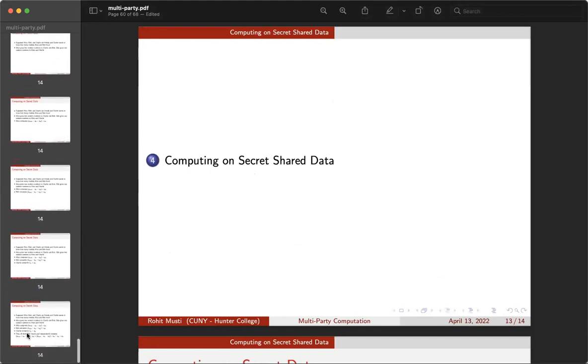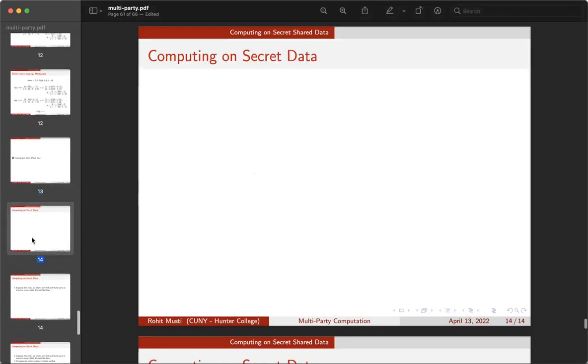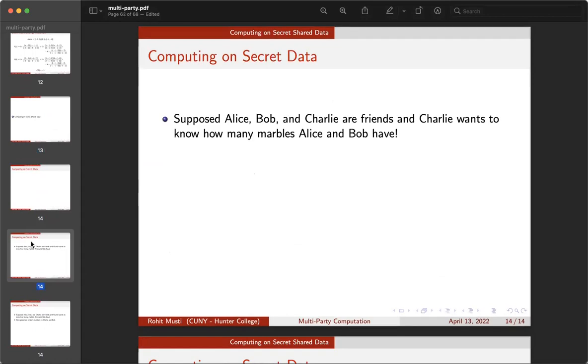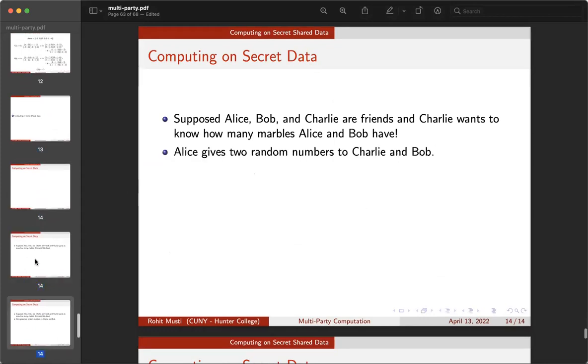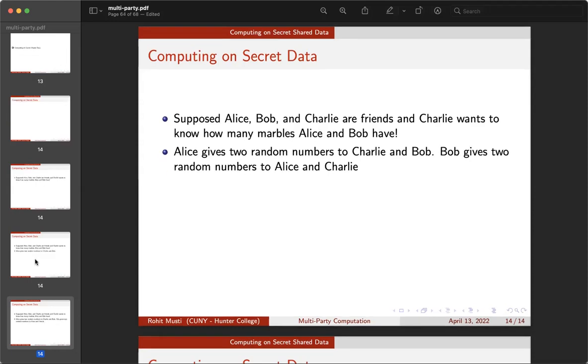So this is the last slide set. So suppose Alice, Bob, and Charlie are friends, and Charlie wants to know how many marbles Alice and Bob have. But Alice and Bob don't want to tell Charlie how many marbles they have individually. So Alice is going to give 2 random numbers to Charlie and Bob, and then Bob's going to give 2 random numbers to Alice and Charlie.